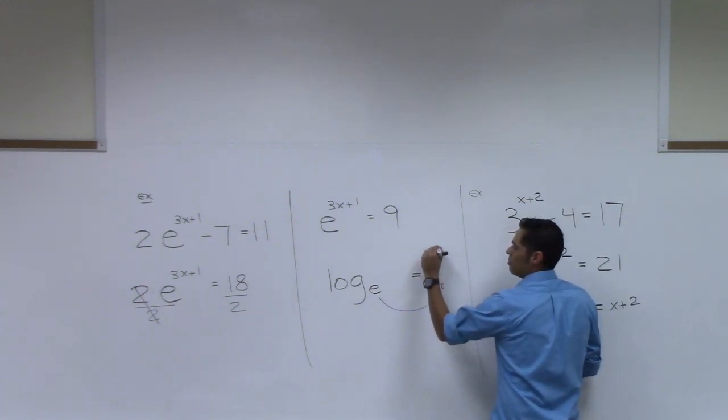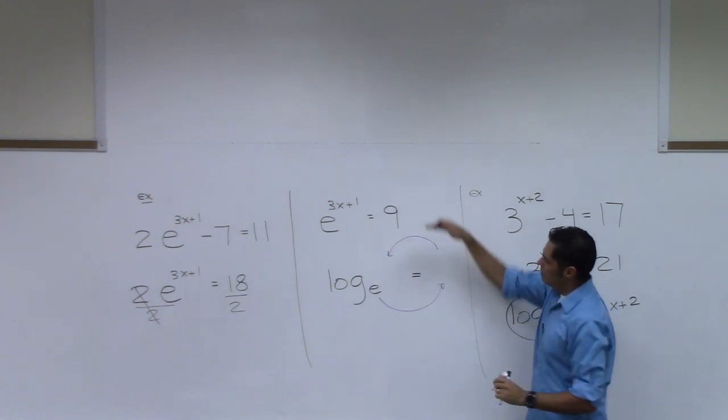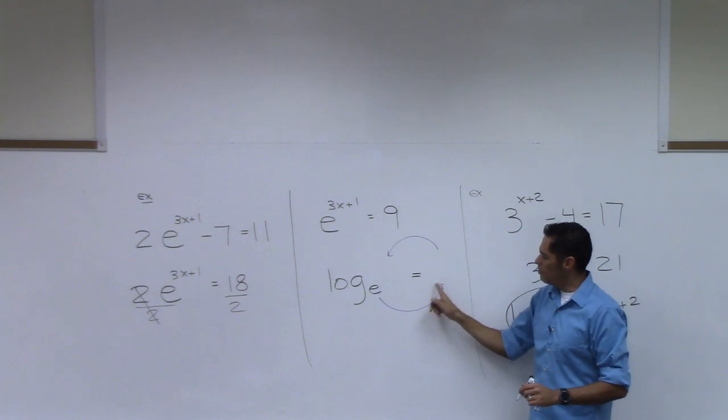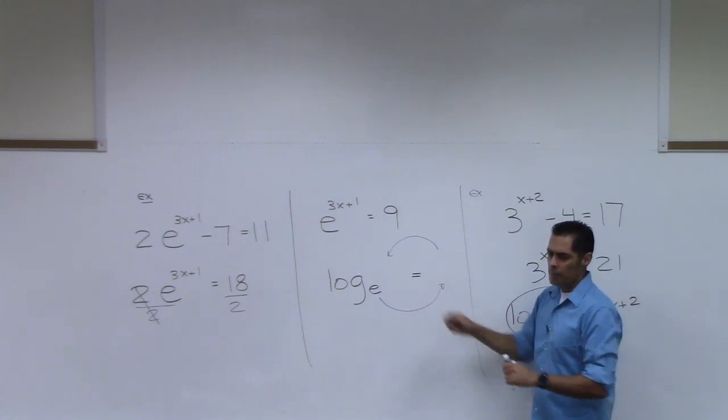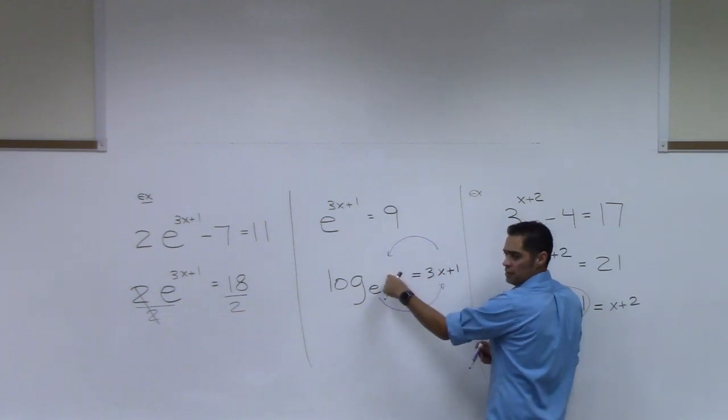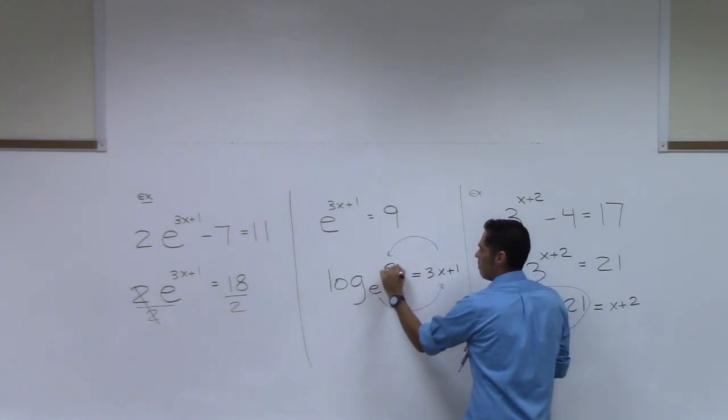We're trying to basically rewrite this using this idea. So what goes over here? 3x plus 1. And then in here, 9.